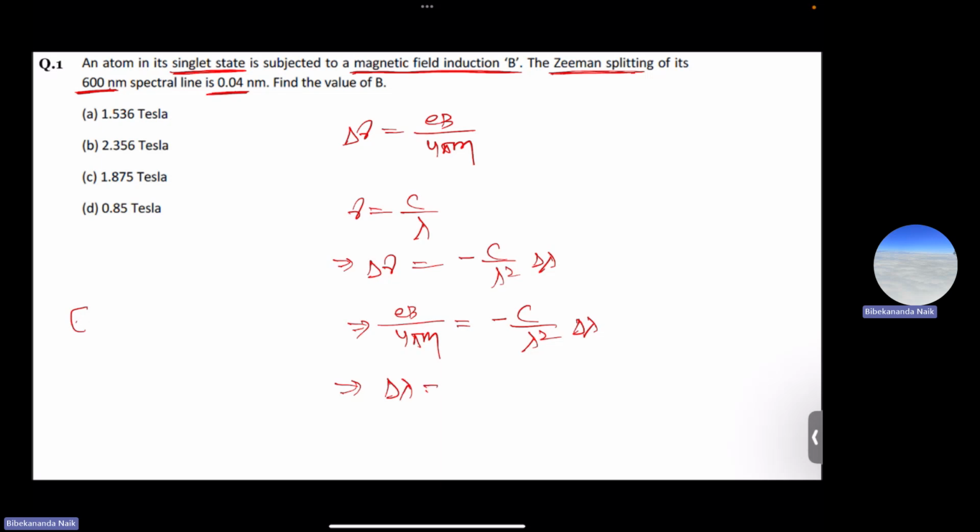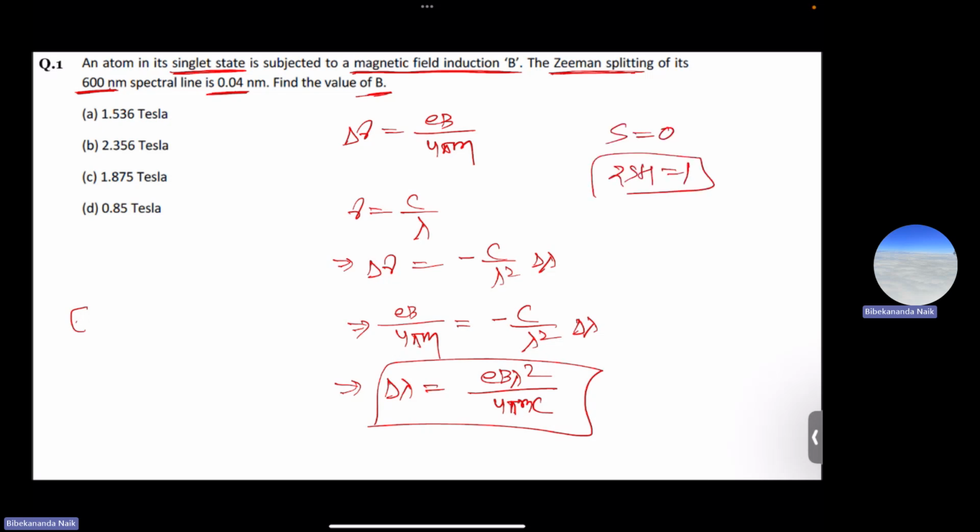So delta lambda, if we take only the magnitude, will be eB lambda square divided by 4 pi mc. This is the formula that we need for calculating the value of B. Here it is given that the atom is in its singlet state. Singlet state means S is equal to 0, because then 2S plus 1 will be 1 only. So this is the case of the normal Zeeman effect.